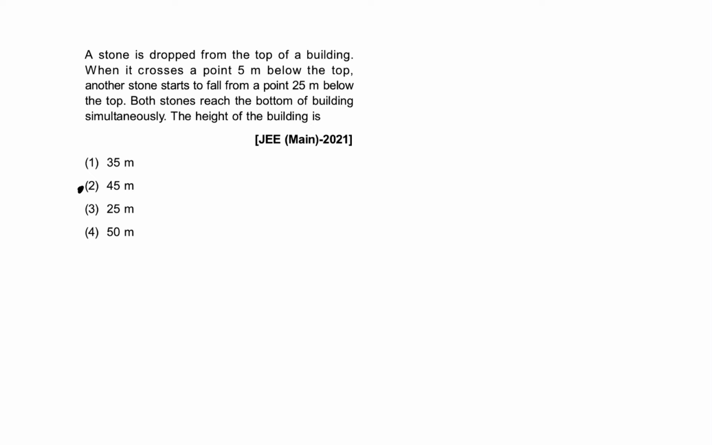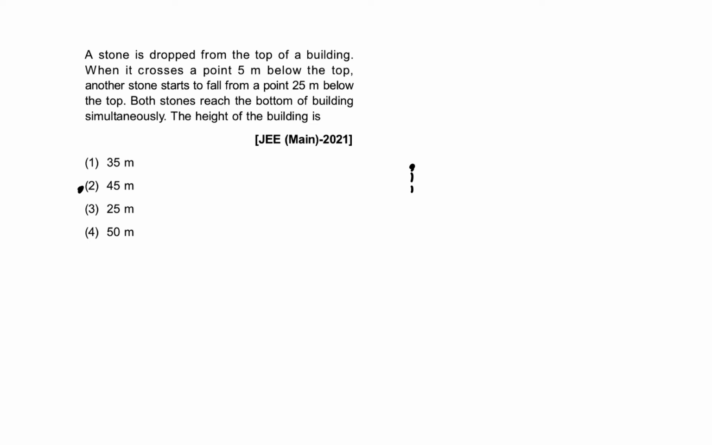Next question. A stone is dropped from the top of a building. When it crosses 0.5 meter below the top, another stone starts to fall from 0.25 meter below the top. Both the stones reach the bottom of the building simultaneously. The height of the building is?